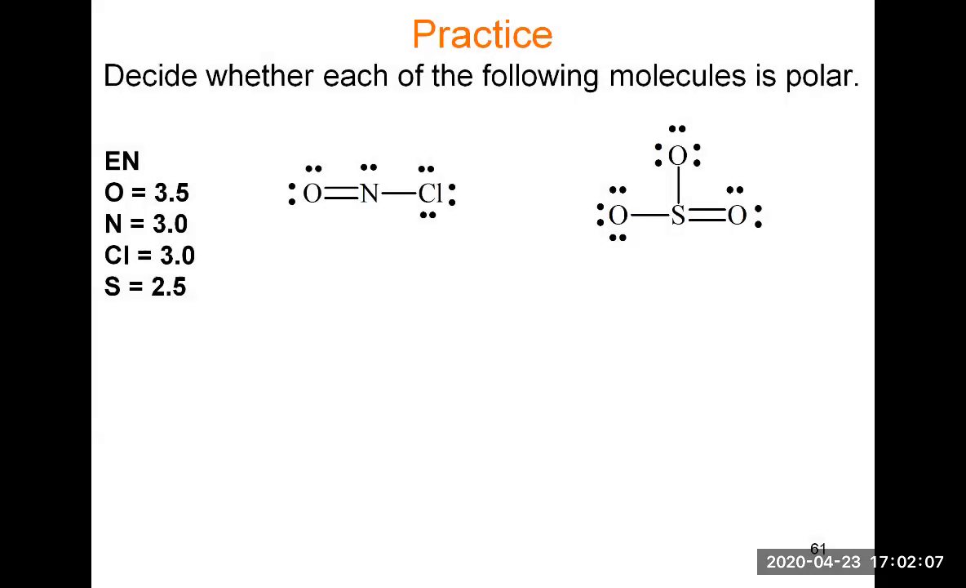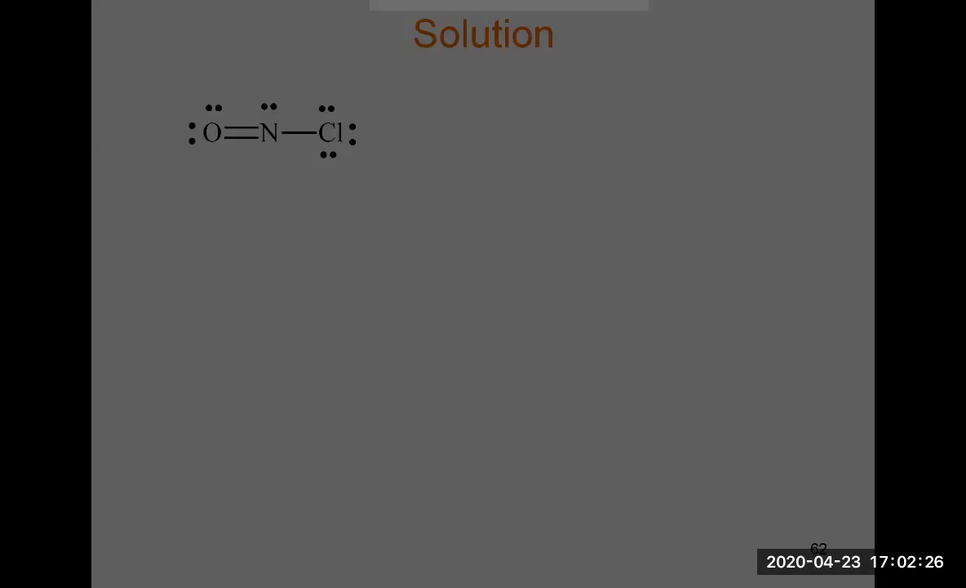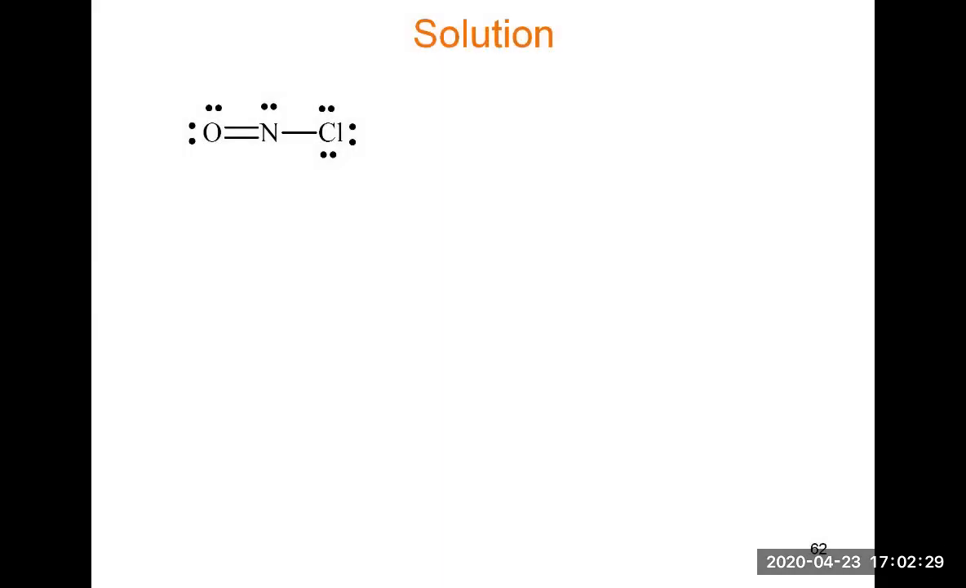Let's practice some more with these 2 molecules. You're given the Lewis structures, and you're given the electronegativity for each of the atoms that are in those molecules. So again, practice this on your own before you watch the answer. So let's start with ONCl.